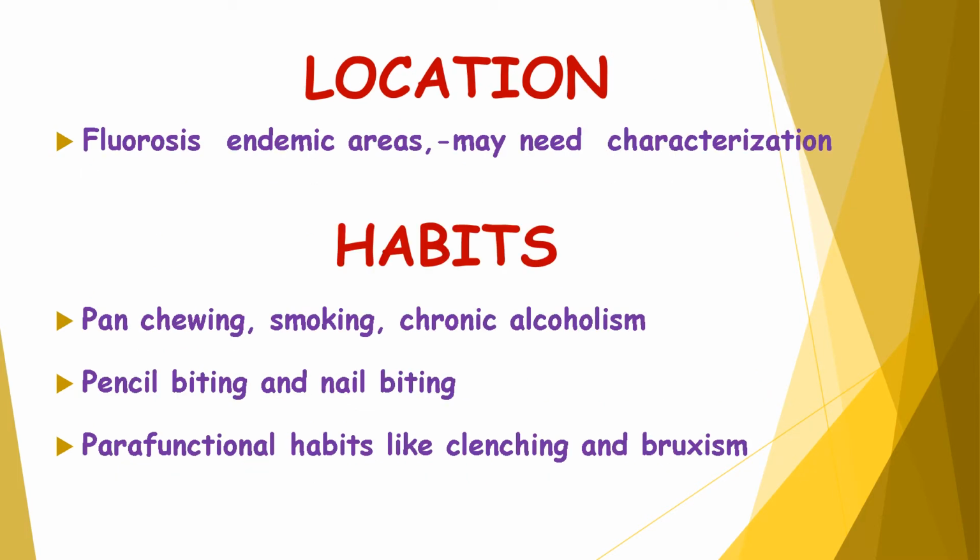Coming to location, some endemic disorders like fluorosis are confined to certain areas, and people from that locality may want characterization or pattern staining in their teeth for a natural appearance. Then coming to habits, pan chewing, smoking and chronic alcoholism may modify the systemic status and concerns regarding hygiene, maintenance and wear of the denture. Pencil biting and nail biting may cause denture instability, and parafunctional habits like clenching and bruxism may affect teeth selection and prognosis.